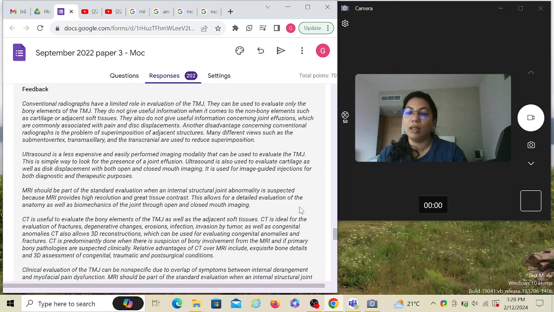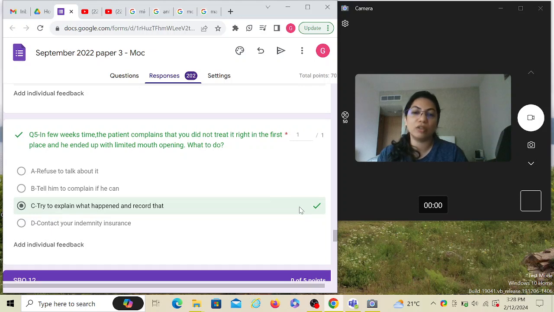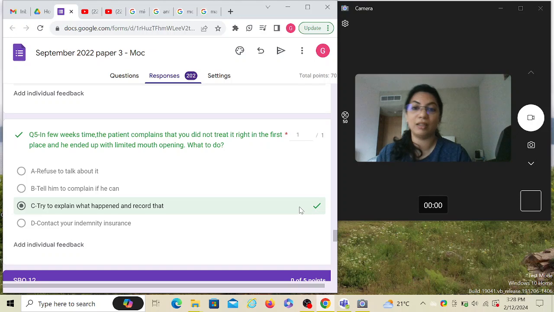Okay. And in a few weeks' time, the patient complains that you did not treat it right in the first place, and now they have ended up with limited mouth opening. So what do you do? Well, it's an ethics question. Do you refuse to talk about it? No, you can't do that. Tell him to complain if you can. You're not going to provoke the patient, right?